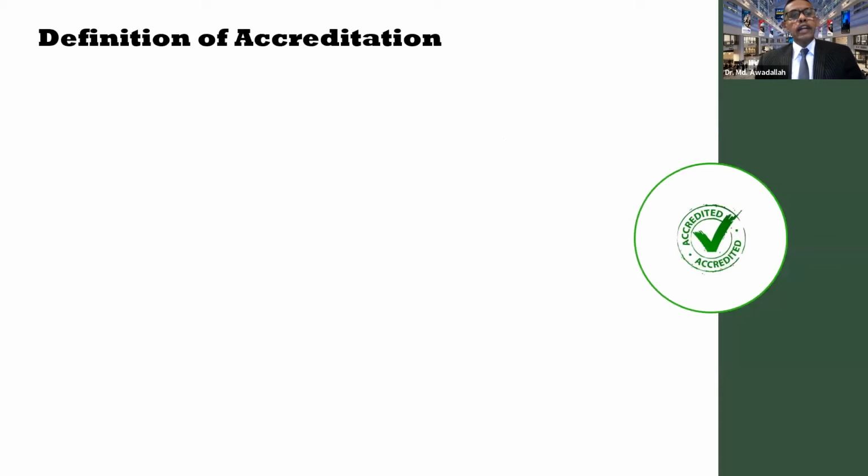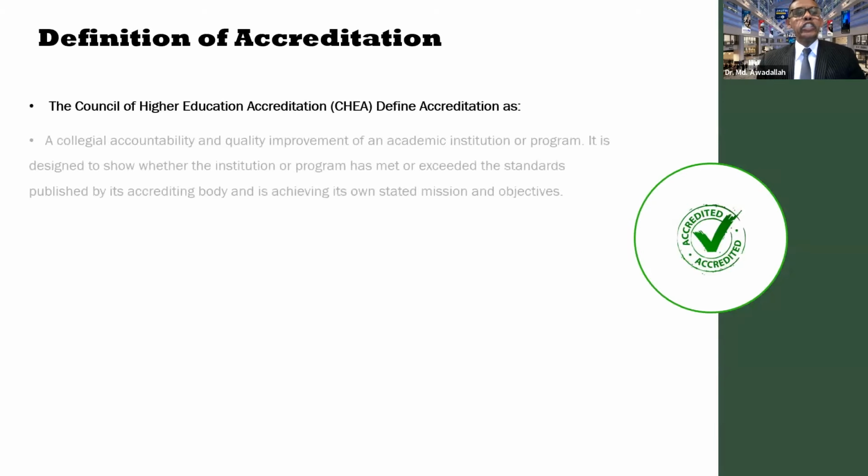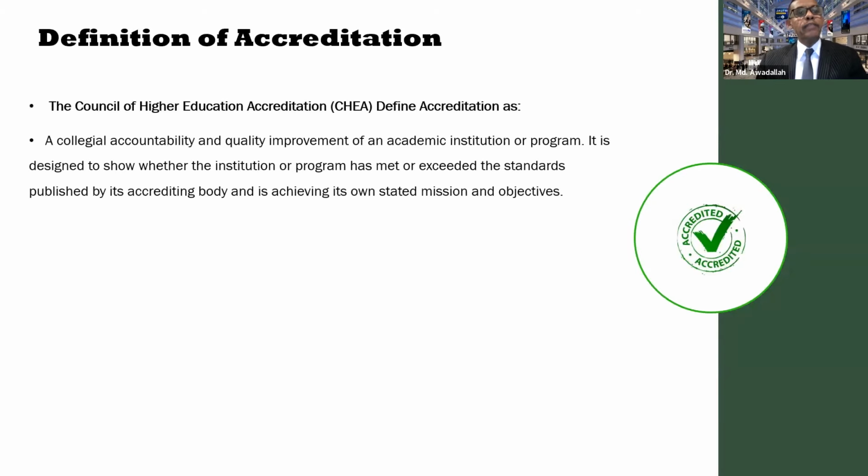The definition of accreditation according to the American Council for Higher Education Accreditation, CHEA, they define accreditation as a collegial accountability and quality improvement of an academic institution or program. It is designed to show whether the institution or program has met or exceeded the standards published by its accreditation body and is achieving its own stated mission and objectives.